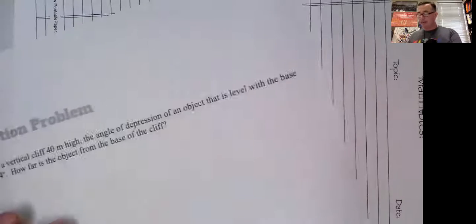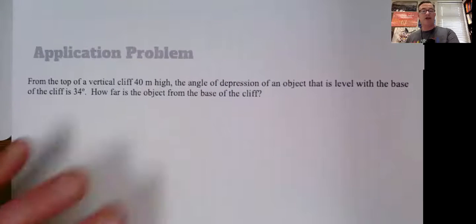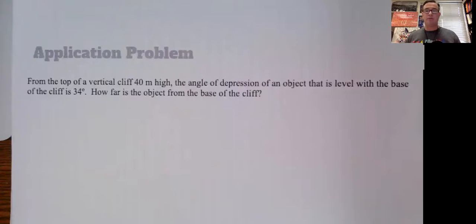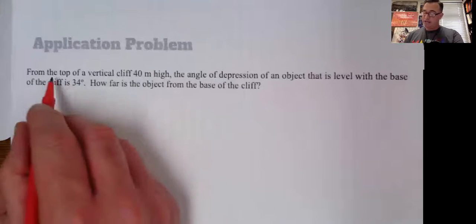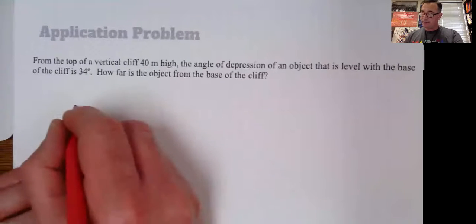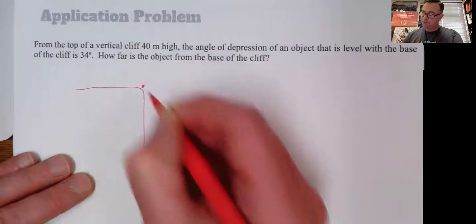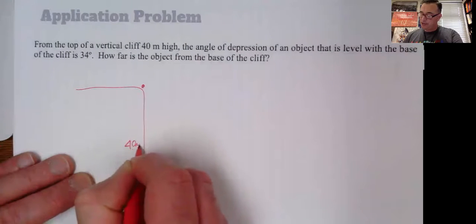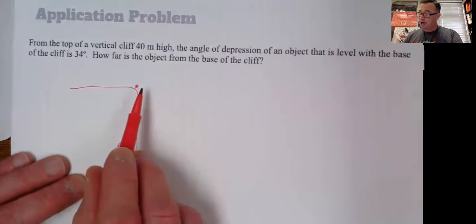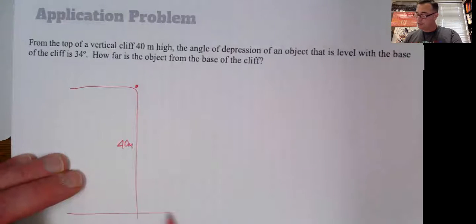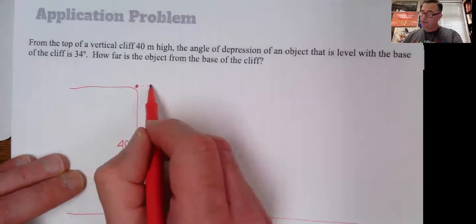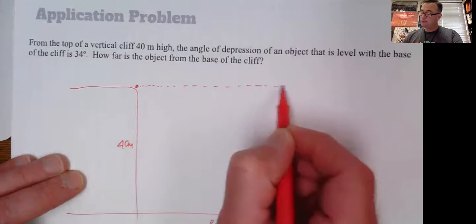When we start to talk about things like angles of elevation and angles of depression, I do want to make sure that you're thinking a little bit more about what this looks like. This one says angle of depression. So, top of a vertical cliff, 40 meters high. All right, here's our cliff. This is where you are. This is 40 meters high. The angle of depression of an object that's level with the base of the cliff, so this will be our base, is 34 degrees. Okay, so this is our horizontal.